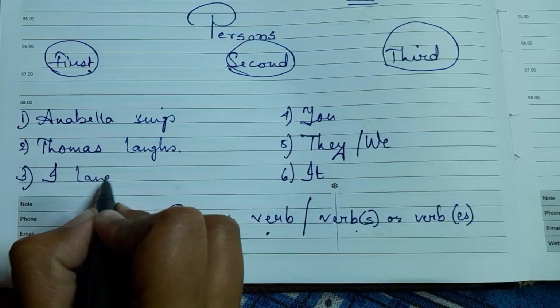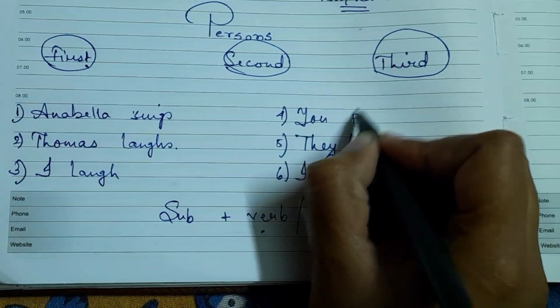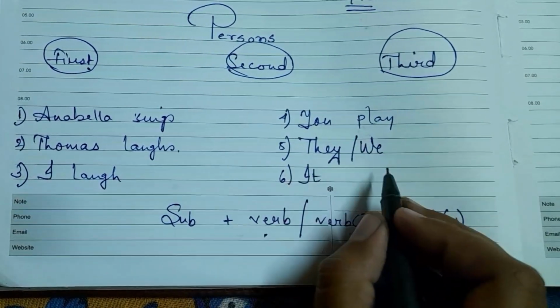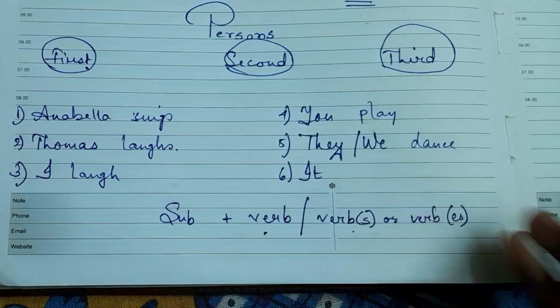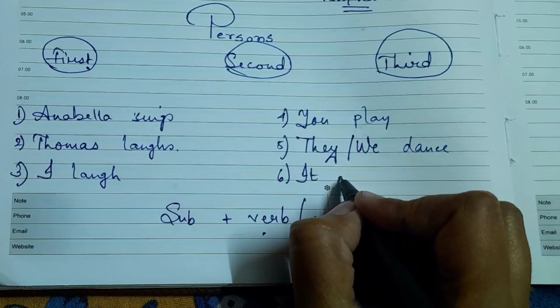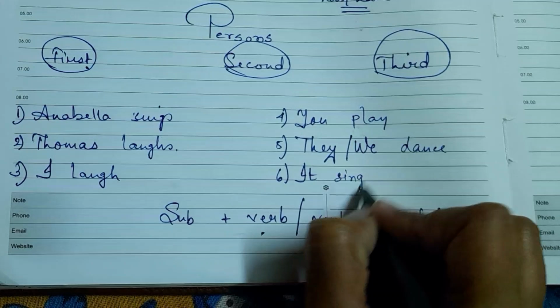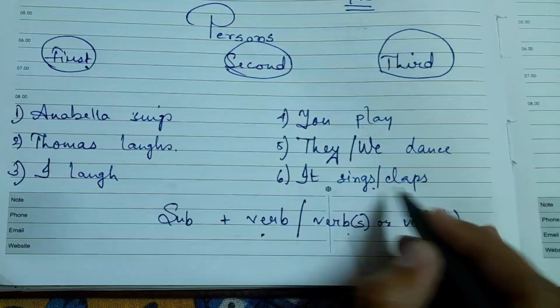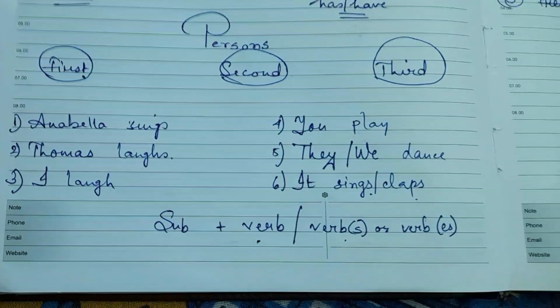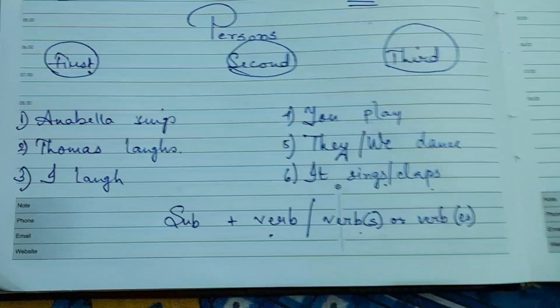I laugh. You play. They dance, we dance. It sings or it claps or something like that. So we are going to use an s in all of the three forms. That's the first part, guys.